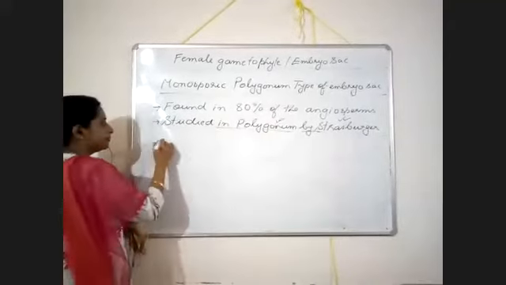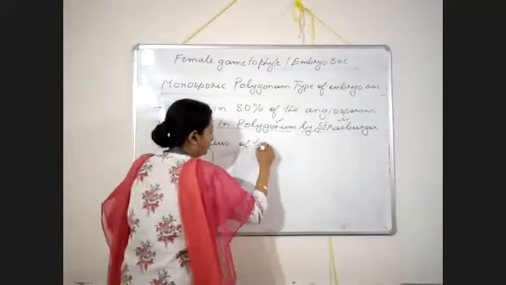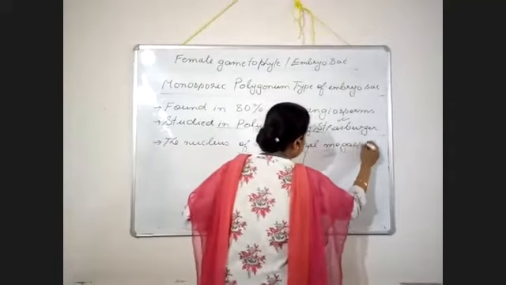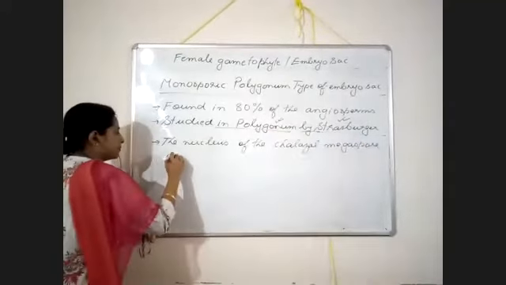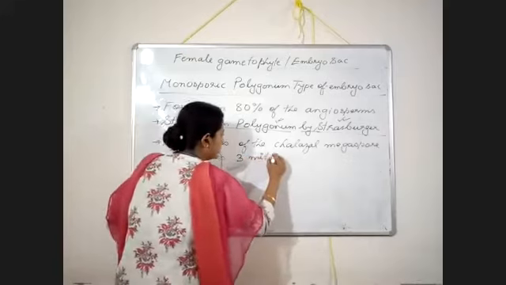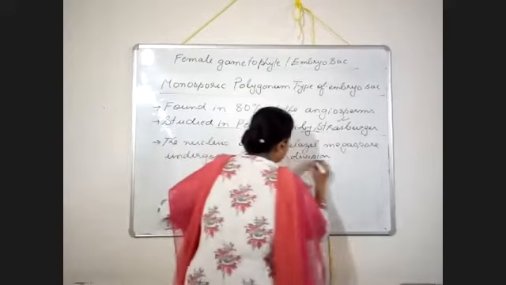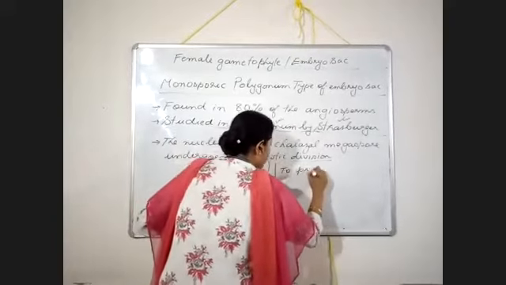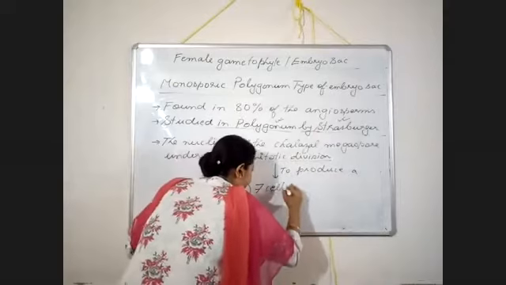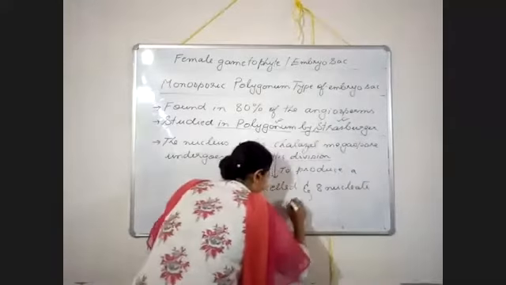What happens here? The nucleus of the functional megaspore undergoes three mitotic divisions to produce a 7-celled and 8-nucleate structure.